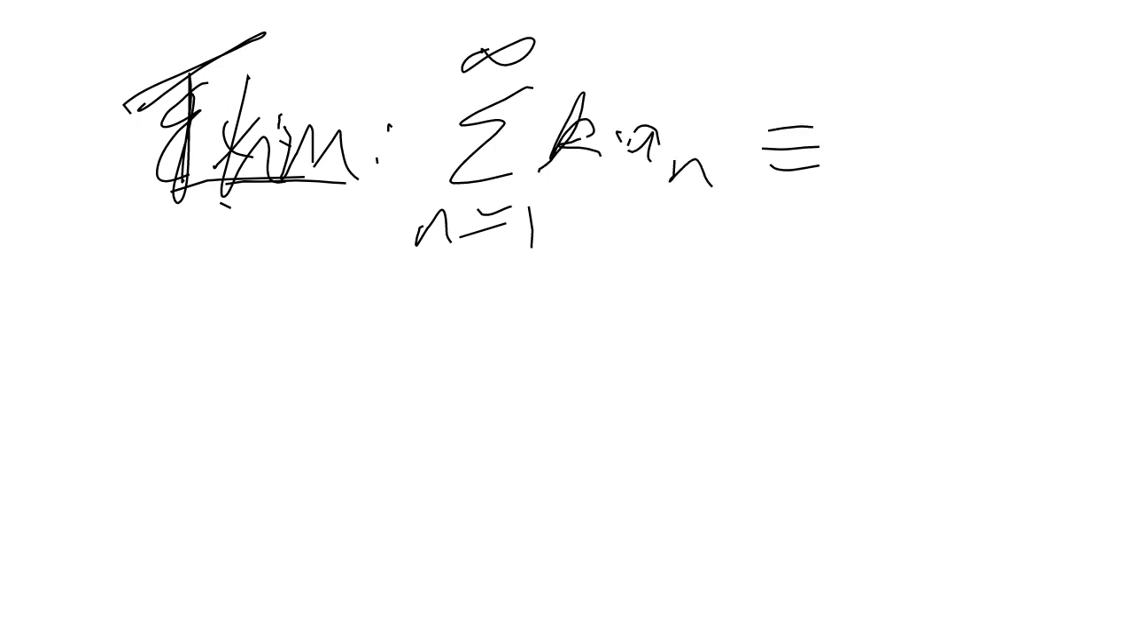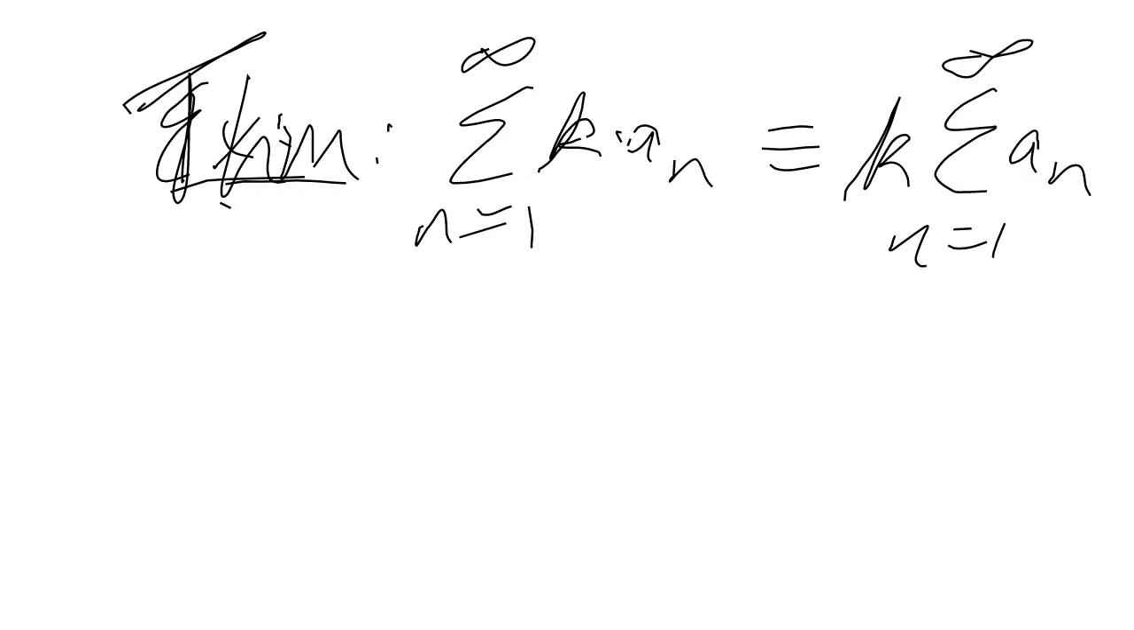We also have a few other things. Let's look at a theorem. If I have sigma n equals 1 to infinity of k times a sub n, well, this is going to be equivalent to k times the sum n equals 1 to infinity of a sub n. And that's just the distributive law. This is nothing more than the distributive law on infinitely many terms, right? So I can pull that k out in front by multiplication.